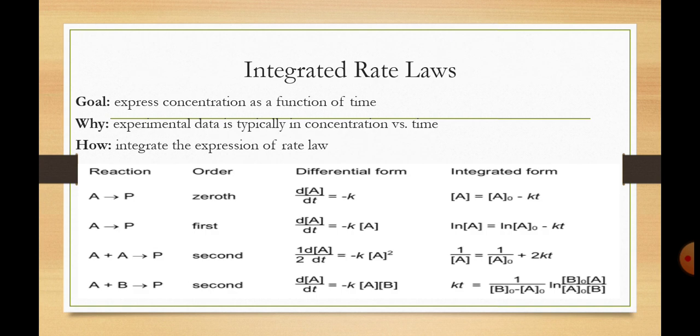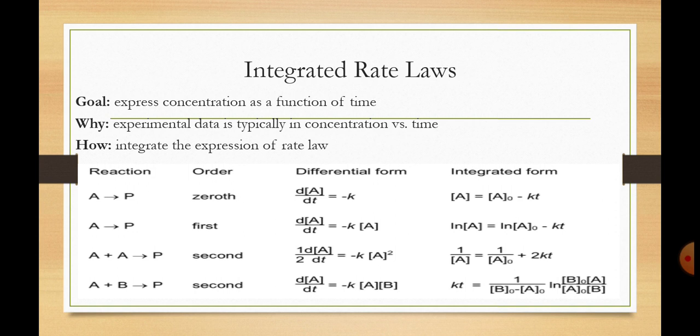So here reactions are given. For the first reaction, if A is going to make product P in a zero order reaction, the differential form is as given below: differential of component A divided by differential of time is equal to minus K, meaning minus rate constant. So the integrated form will be concentration of A is equal to constant minus Kt.